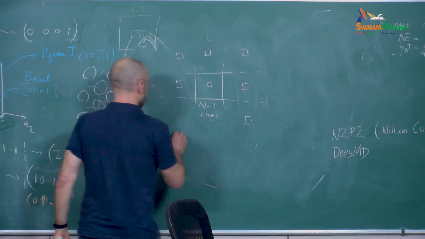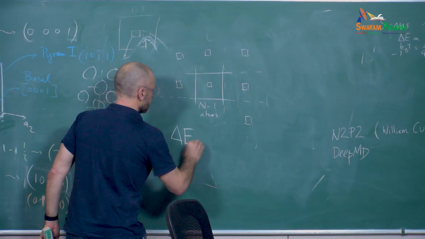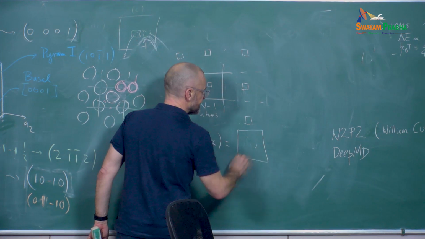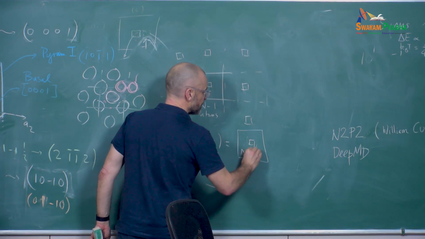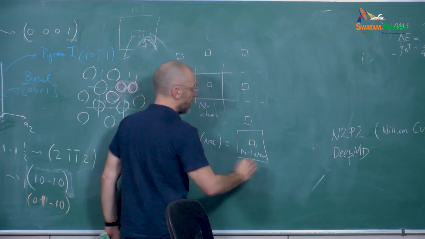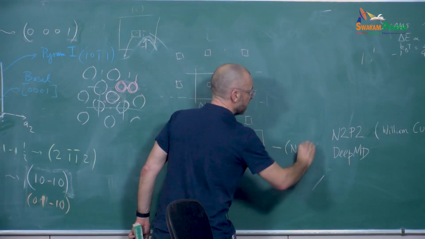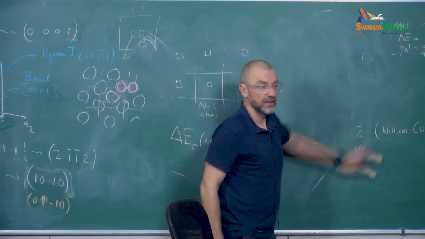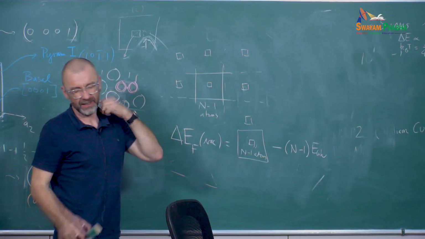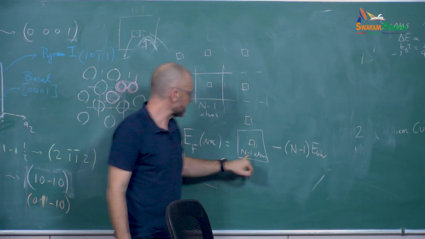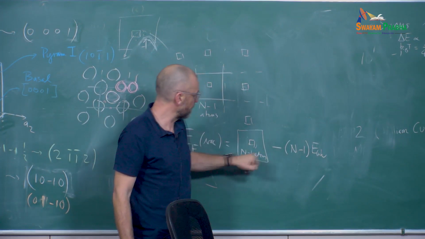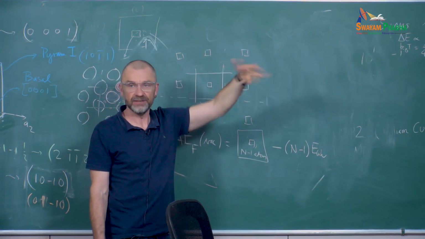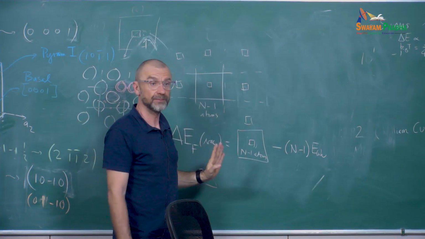So the formation energy of the vacancy is the energy of a cell with the vacancy, so n minus 1 atoms, minus n minus 1 times the cohesive energy. When you compute the energy of a defect, you always have to be careful that you have the same number of atoms in both cells. Otherwise, you have a cohesive energy difference that's going to be around, right?